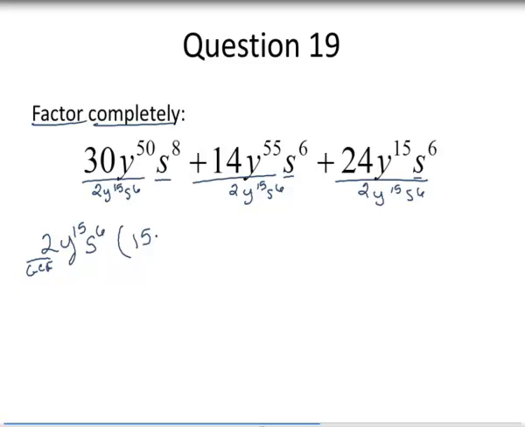Then I have plus 14 divided by 2, which is 7. y^55, and then y^15. So when you subtract those, you get y^40. What happens with these s's? Yeah, they're both the same on the top and the bottom. They'll cancel. So we have plus 24 divided by 2. Over here, the y's cancel because they're both the same, and the s's cancel. So that would be it right there.